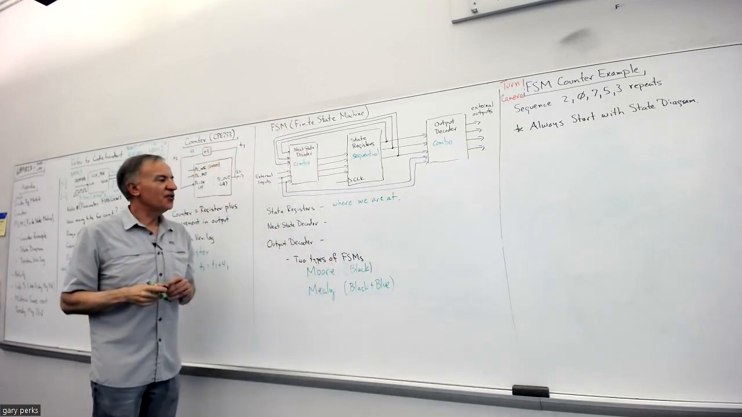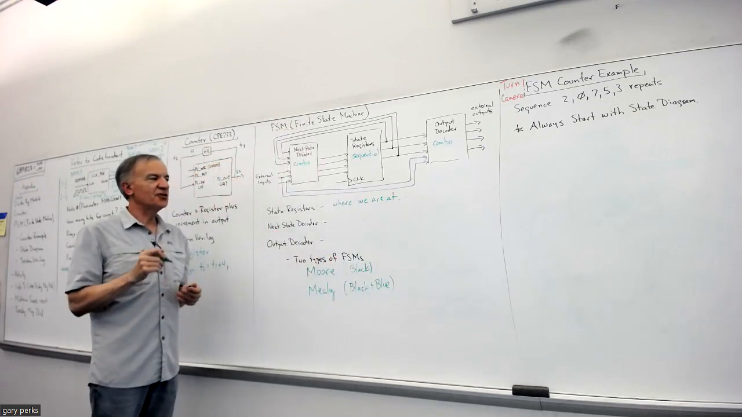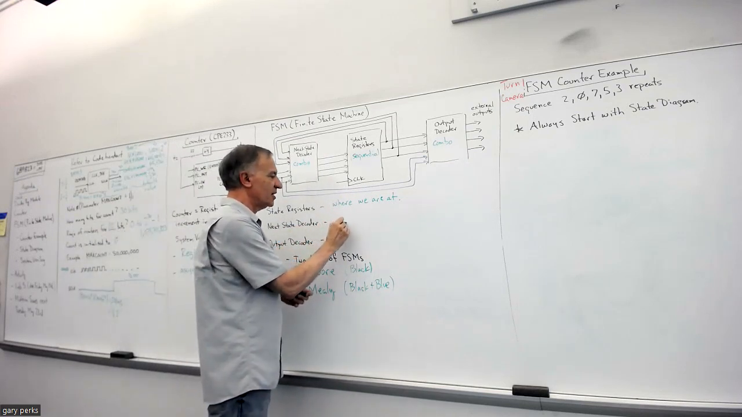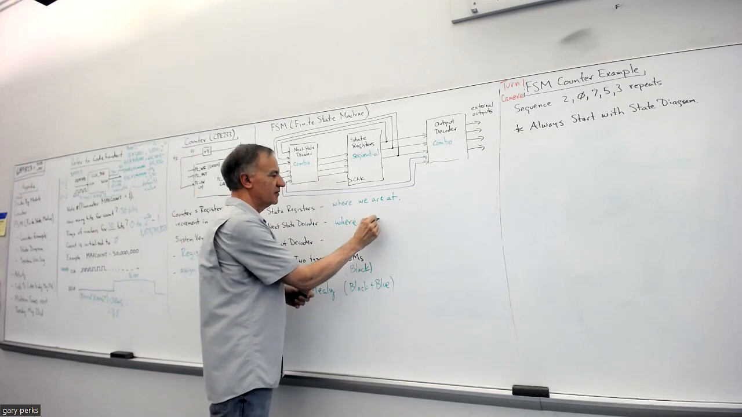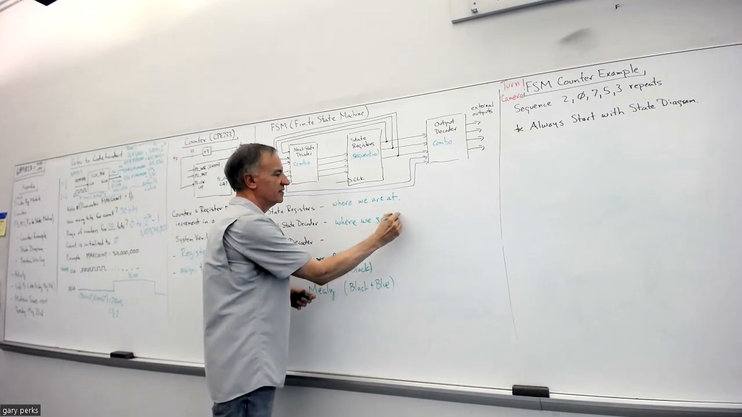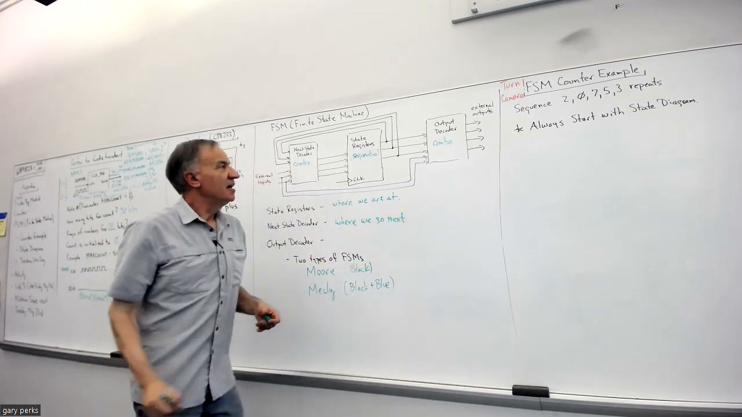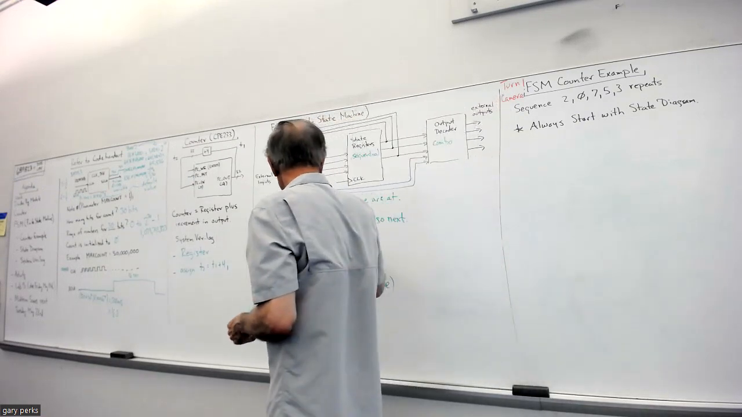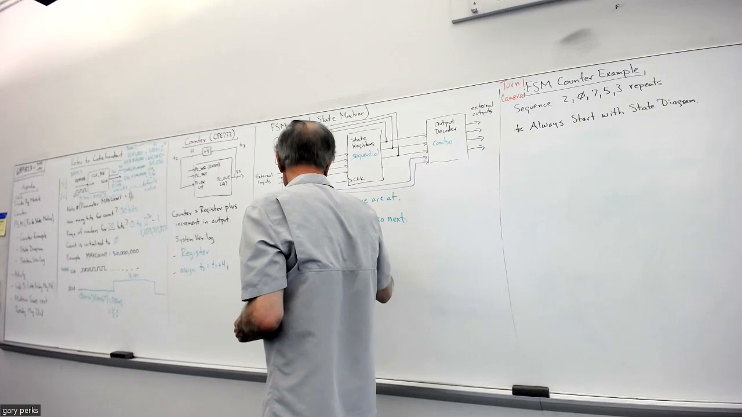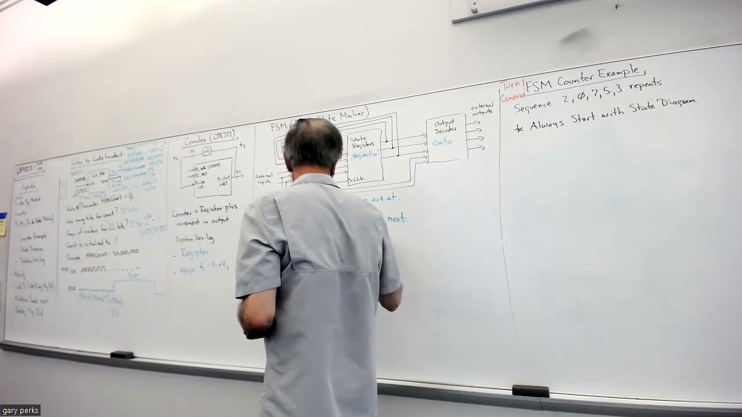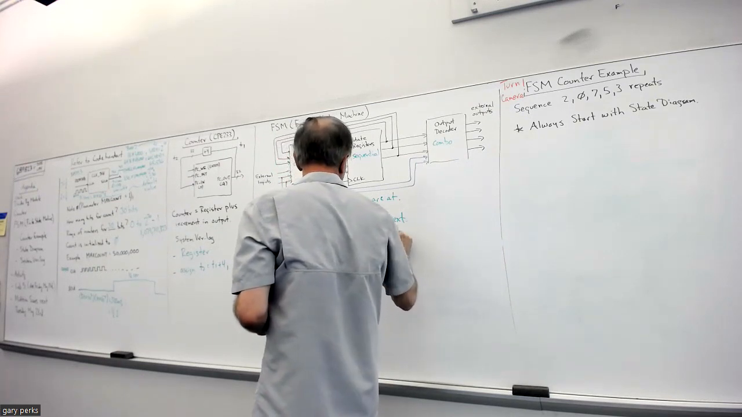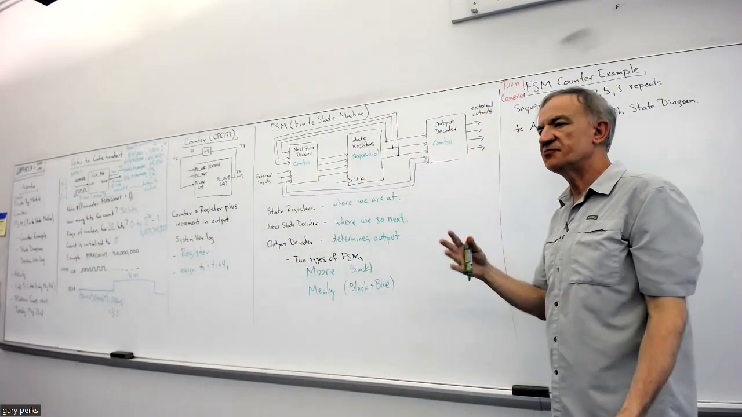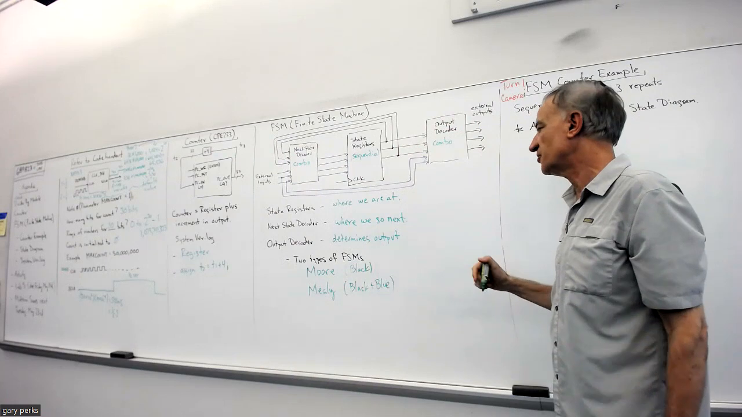Okay, and the next state decoder, that's circuitry that's going to determine where we're going to go next. So the next state decoder is where we go next. And then this output decoder determines the output. And this is where the two different types, the Moore and Mealy, differ with the output decoder.